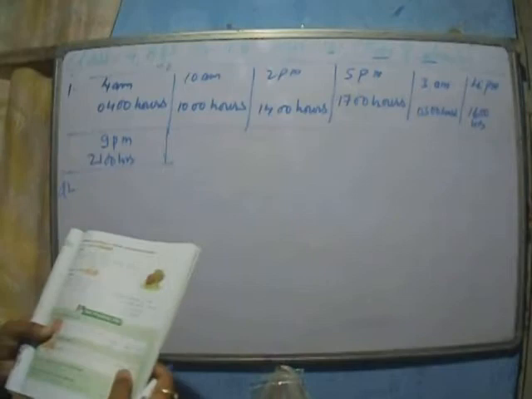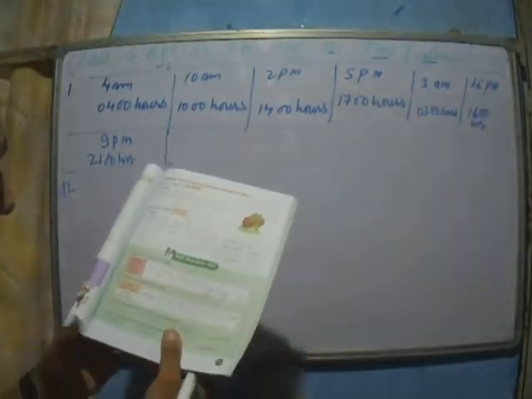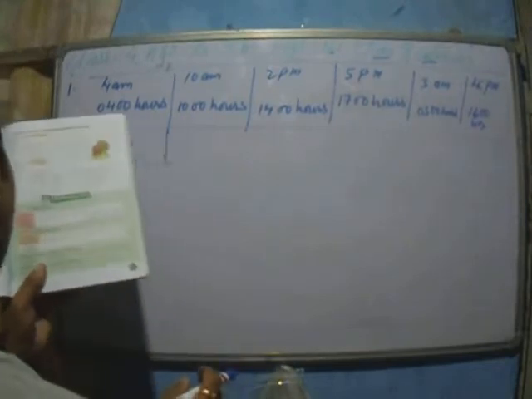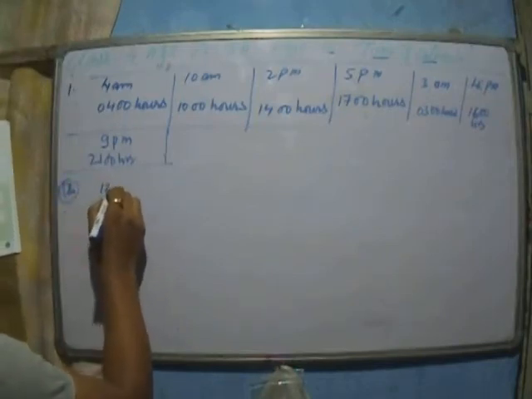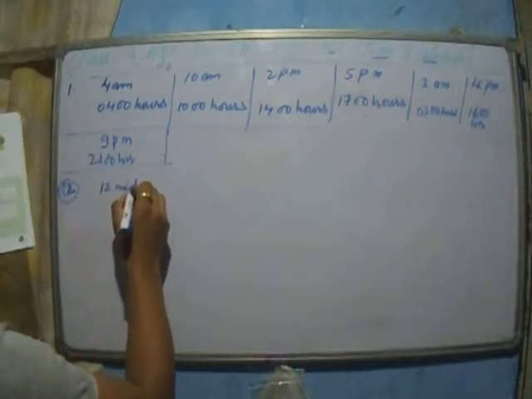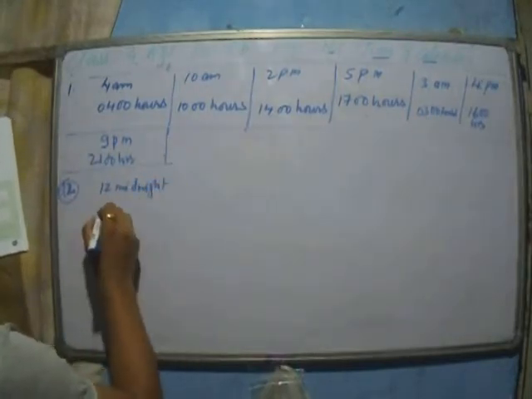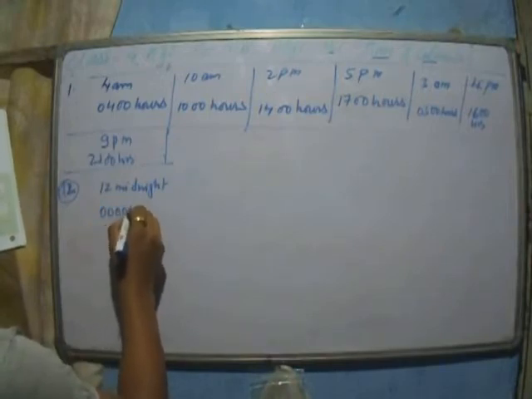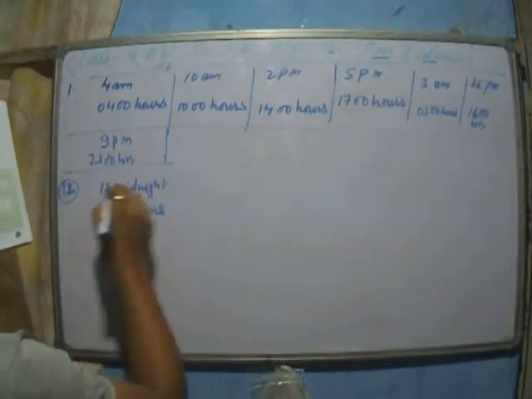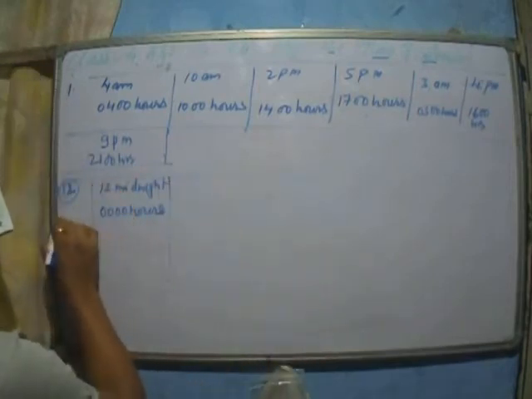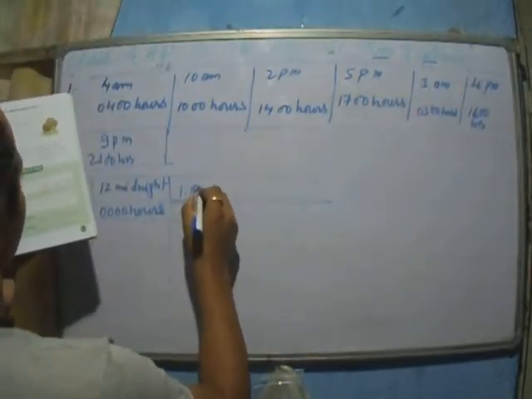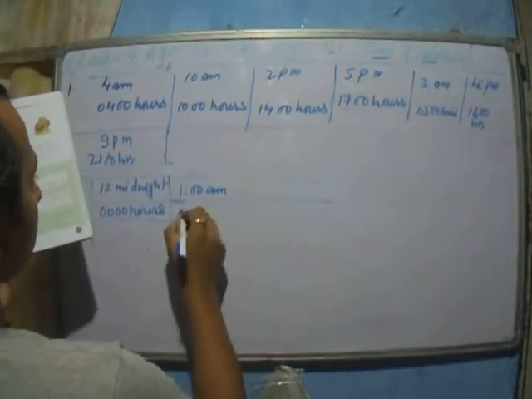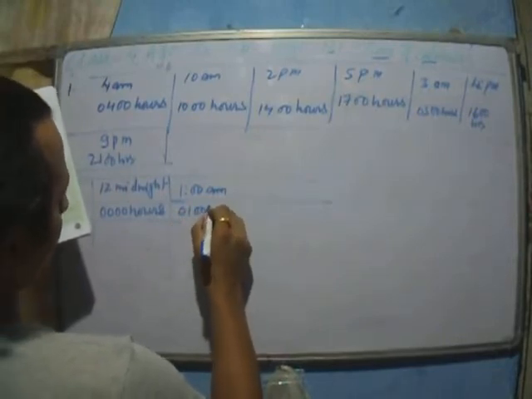Question number 2 is talking about 12-hour time. We have to convert it again into 24 hours. So 12 at midnight, that is 12 midnight, means 0000 hours. Then we have given 1 a.m. So 0100 hours.